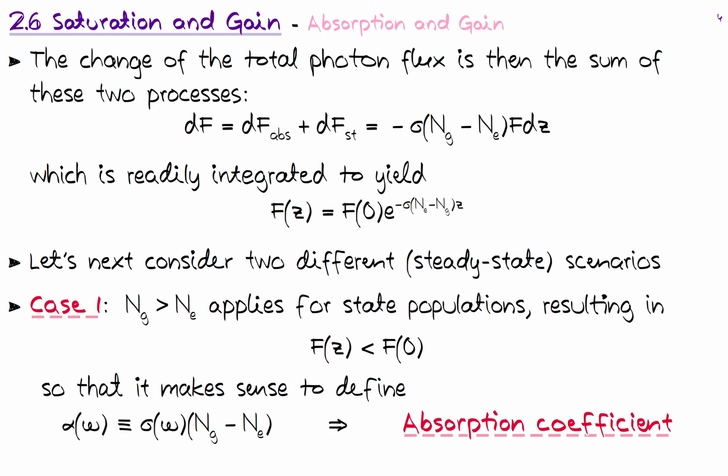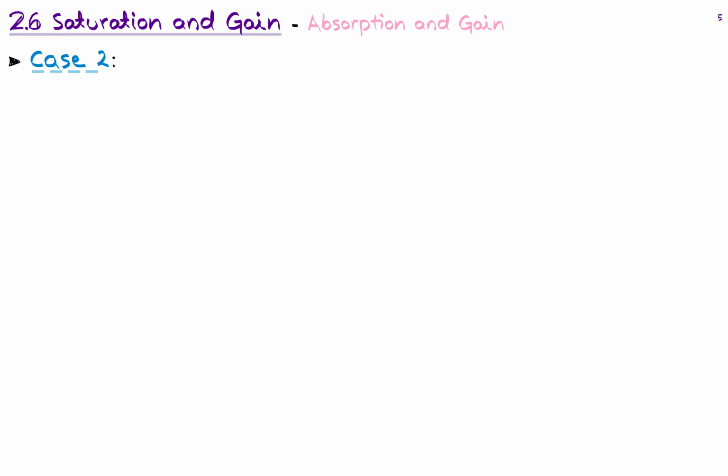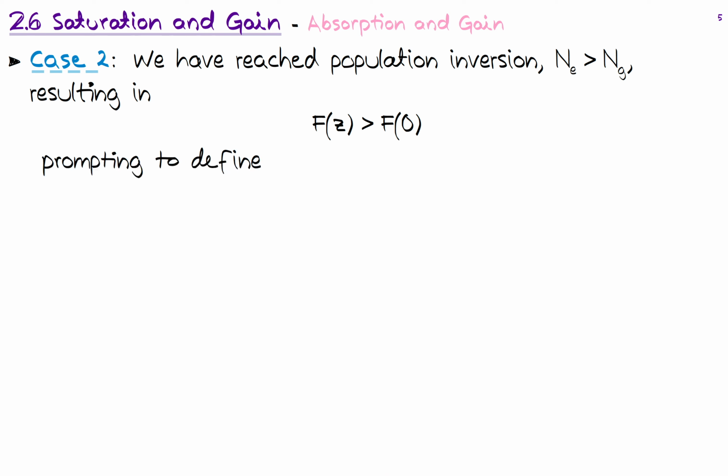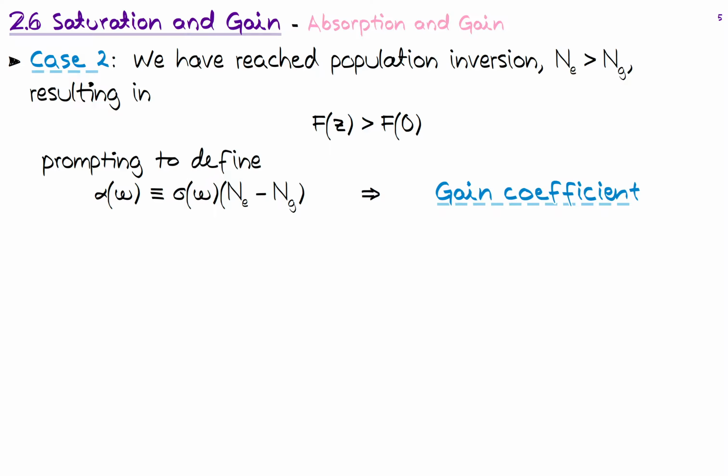In case 2, we have reached population inversion. So we have this condition for the populations, so that the population of the excited state Ne is larger than the population of the ground state Ng, and this results in the photon flux actually increasing as a function of propagation length z. Now we can define alpha similarly, but now it's a positive quantity, so we can write that that's actually a gain coefficient.